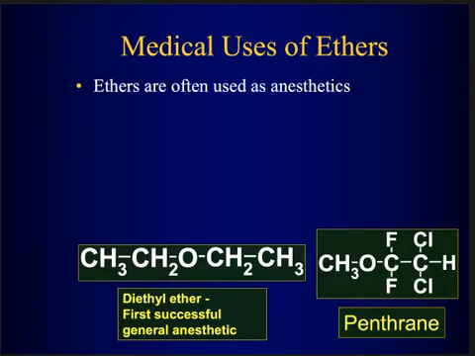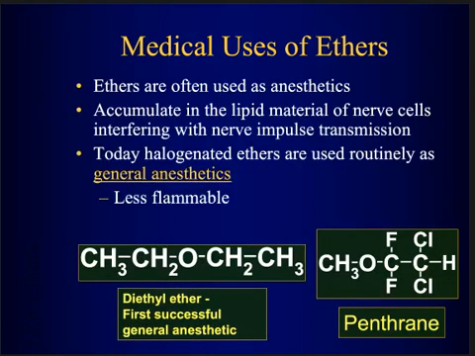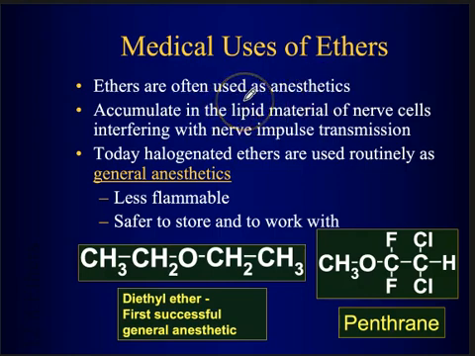So let's look at a few more uses. Why do we need these ethers? Well, ethers were actually used commonly as anesthetics for a long time. So they accumulate in the lipid material of nerve cells, interfering with nerve impulses. So you don't feel the surgery or whatever you need to make you healthy. The catch is, we know that they're very flammable, so you don't really want to be working with these ethers. So what they're doing today is they're halogenating them, so that's used as general anesthetics.